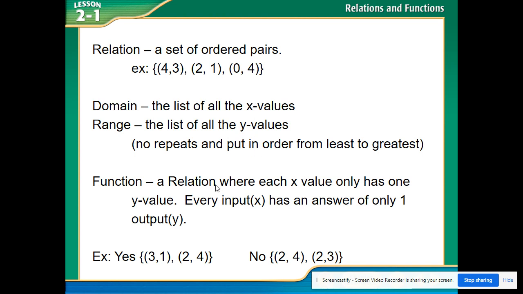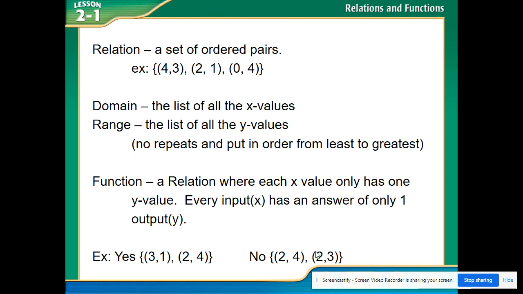How is something not? Well, let's look at these examples down here. 3 having an answer of 1 and 2 having an answer of 4, that's fine. They each have their own answer. This is a no here. Notice what happens. 2 has an answer of 4, and then 2 also has an answer of 3. Because it has 2 separate answers, I don't know which one they want. Do they want the 4? Do they want the 3? And that possibility makes it so something is not a function.